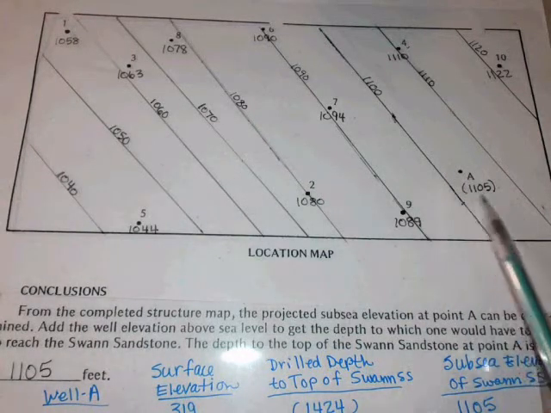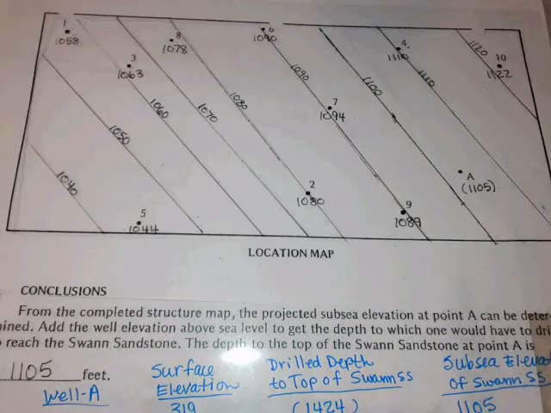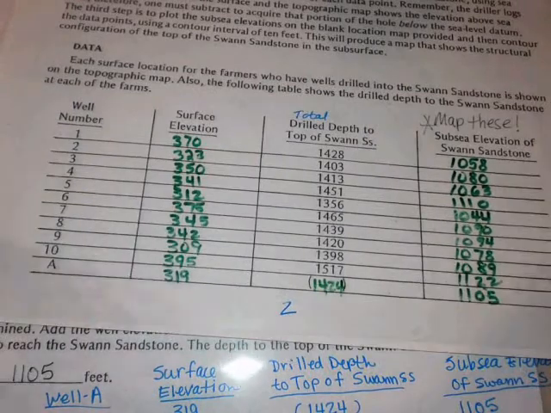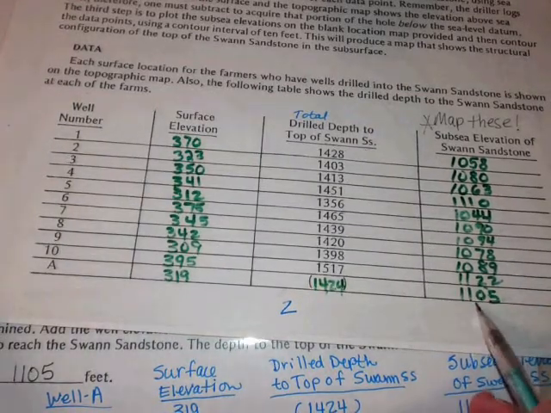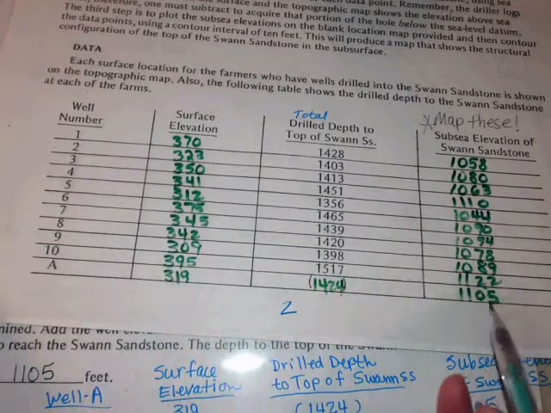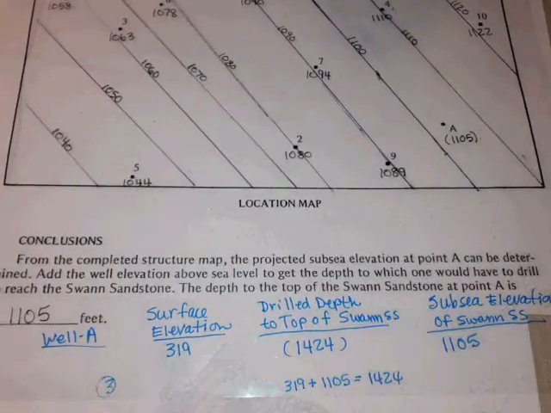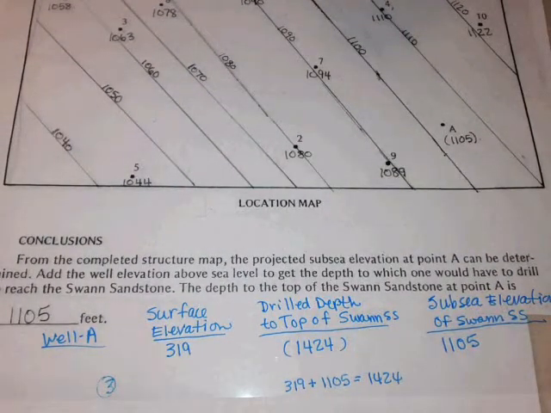And then determine what the new well value would be from this location map. And then you would have everything you need to calculate the total drill depth of your new well. You'll have that subsea elevation. You will have the surface elevation. You add those two values and you get the total drill depth of the new well. And so that is the method that you will use to calculate the total drill depth to the top of an aquifer.